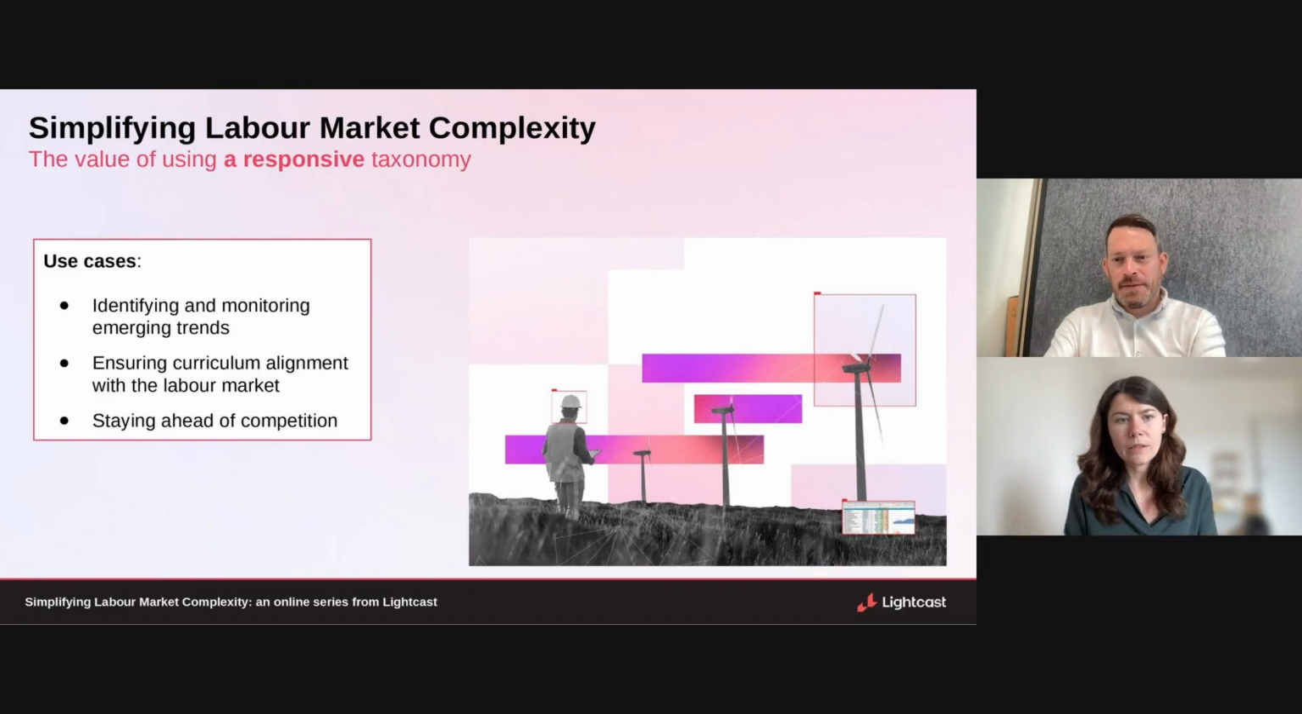It's not just about monitoring these new trends though, it's also ensuring that we do something with this monitoring, which on the education front is about ensuring that curriculum and programs are aligned to the latest trends that we're seeing in the labor market. And also from a company perspective, you want to know the emerging trend because you want to be the one driving the emerging trend. You don't want to be the one behind. So you want to stay on top of all this information.